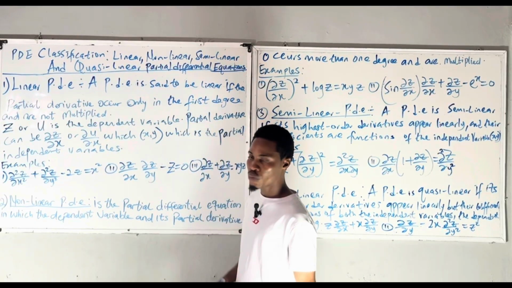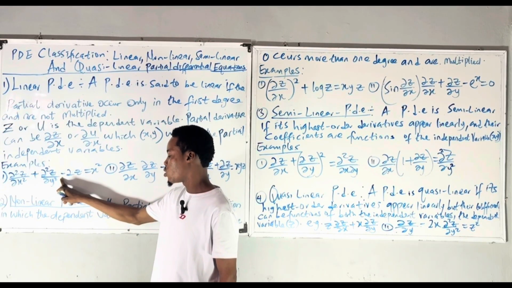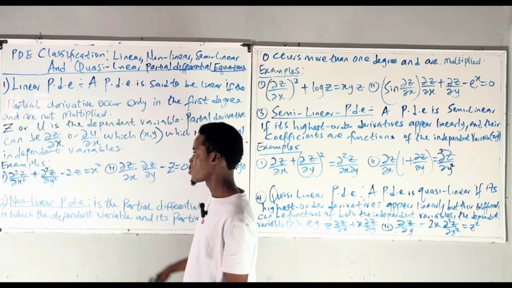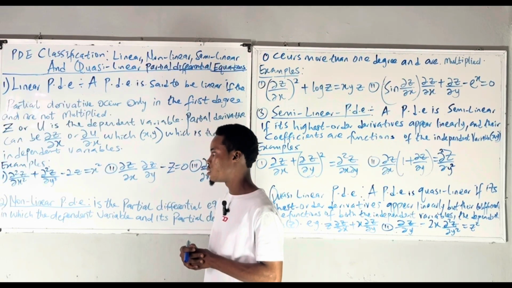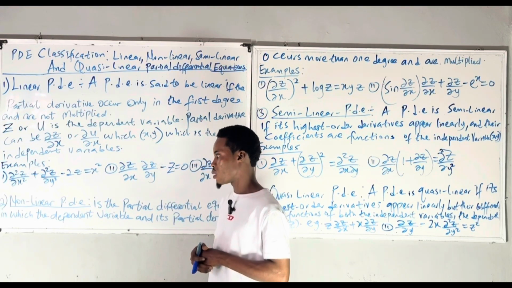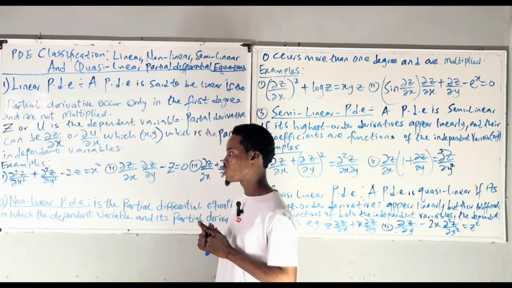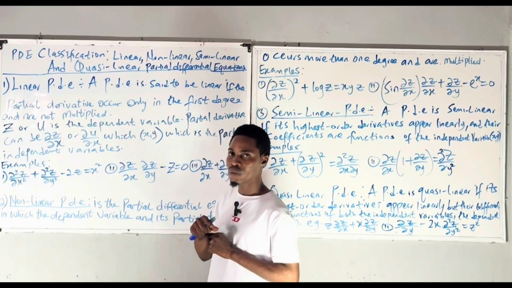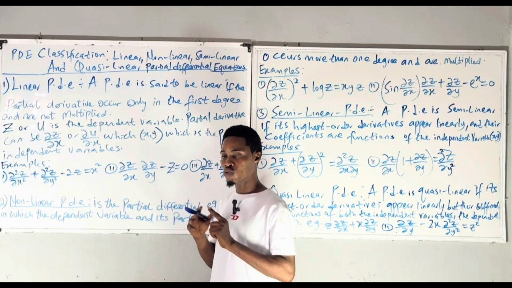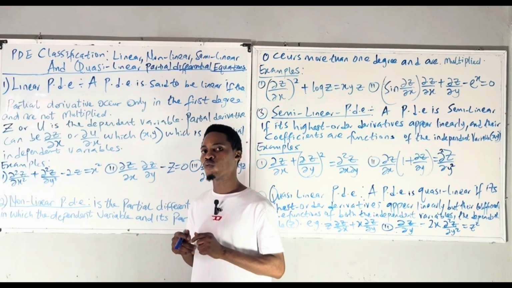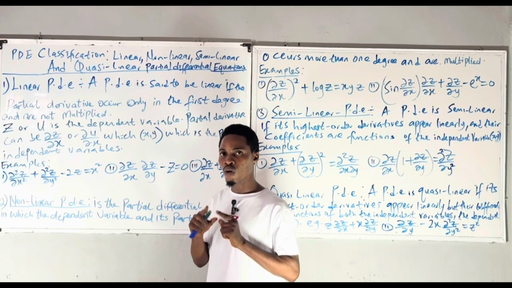So for example, ∂²z/∂x² + ∂²z/∂y² − 2x = x² is an example of a linear PDE. Why is this one a linear PDE? Let us study example 1. It is a linear PDE according to the definition. And whenever you want to classify a linear PDE or any other PDE, how will you know it? If you want to study it very well, you have to focus mainly on the degree.